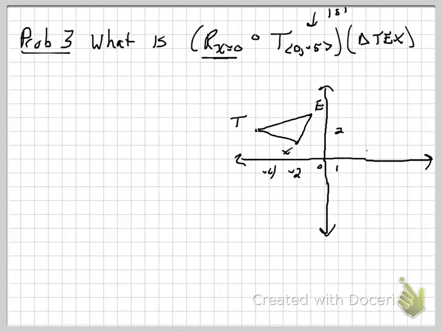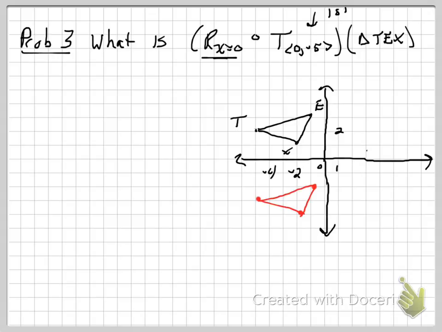1, 2, 3, 4, 5. 1, 2, 3, 4, 5 right there. Okay, 1, 2, 3, 4, 5 right there. And 1, 2, 3, 4, 5 right there. So there's our new triangle. You're translated down 5.